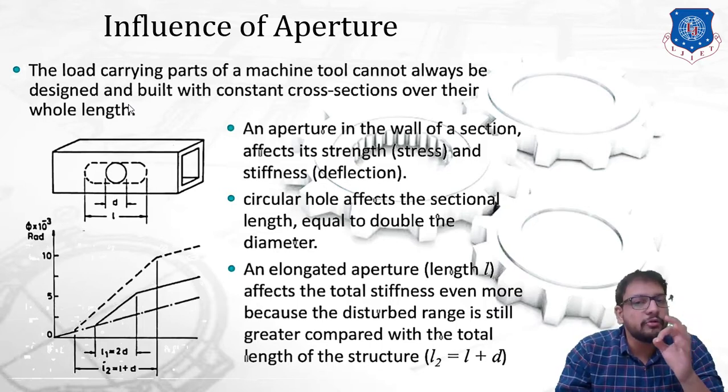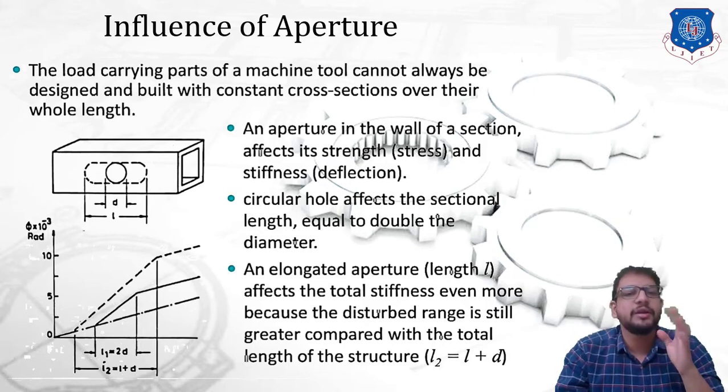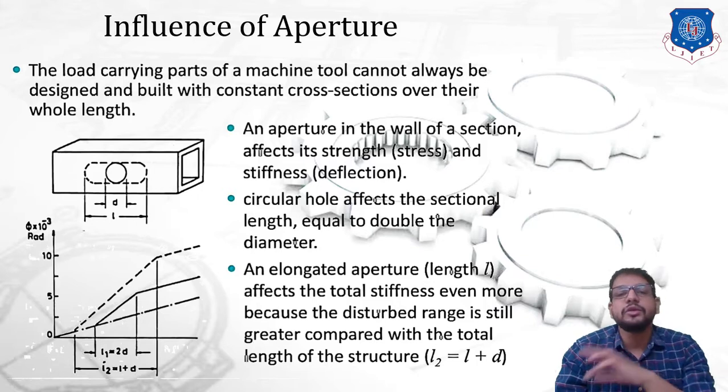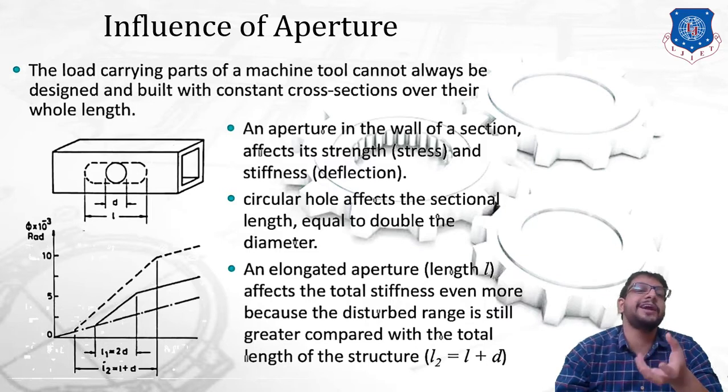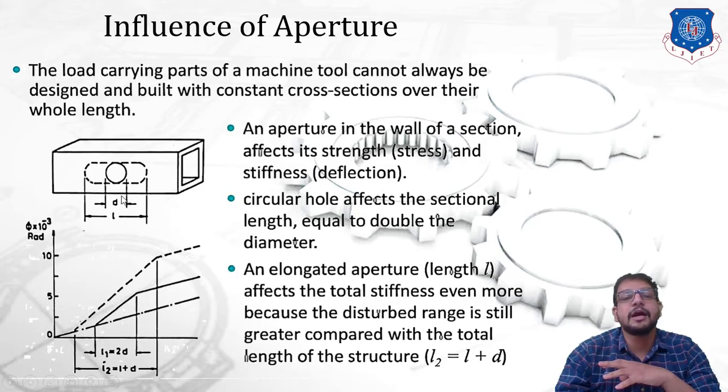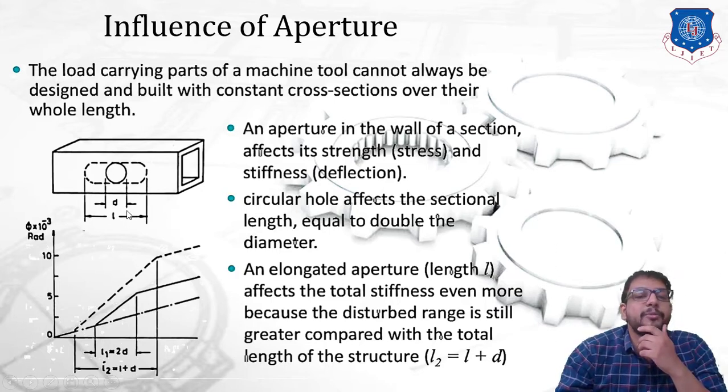Now, a circular hole affects the sectional length. Remember, a circular hole, if provided in a structure, will affect the sectional length equal to double the diameter. So, an elongated aperture, let's say having a length small l, affects the total stiffness even more because the disturbed range is still greater compared to the total length of the structure, that is L2 is equal to L plus D. You can see in this diagram, the circular hole is represented by diameter small d, and an elongated aperture is represented by L. There is an elongated aperture which is shown by this dashed line, that is basically a hidden line.